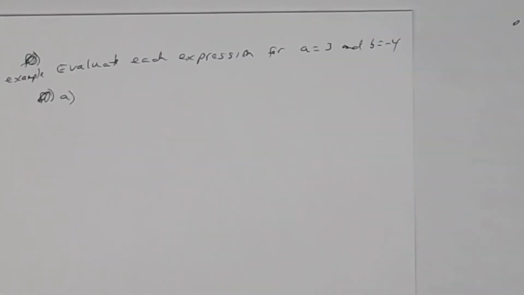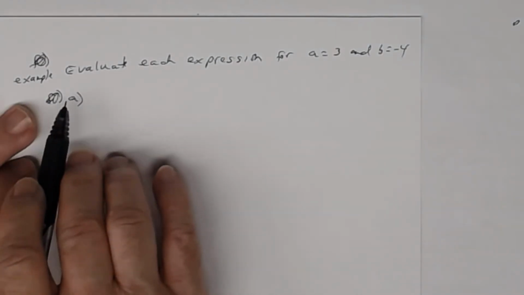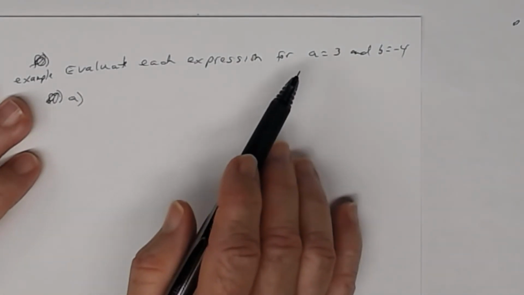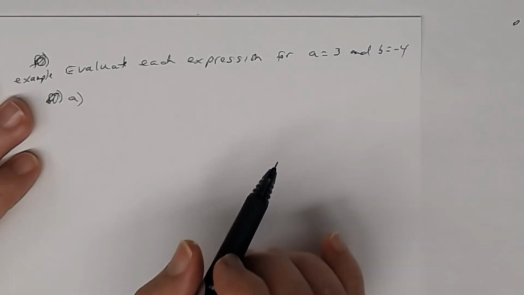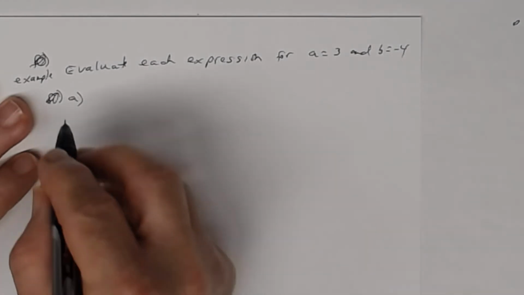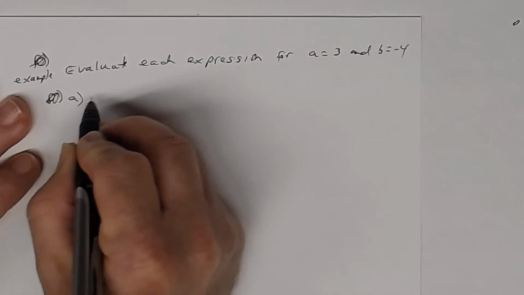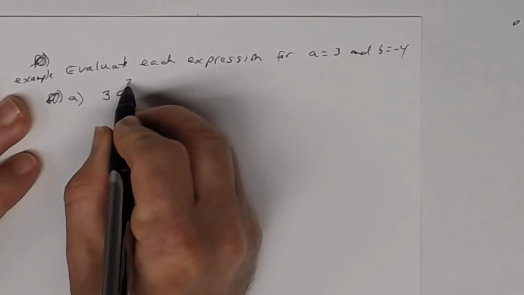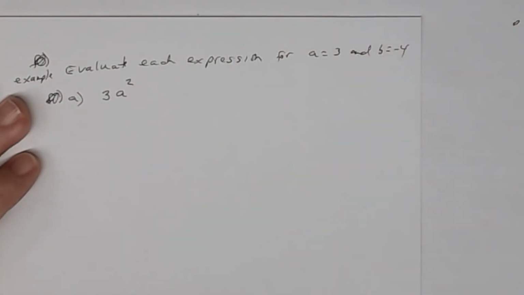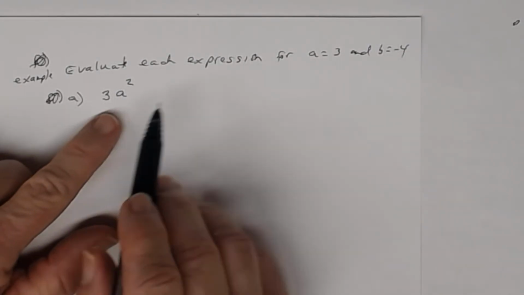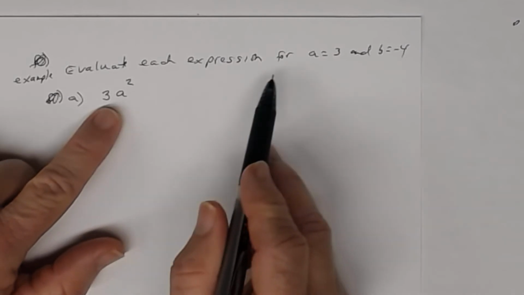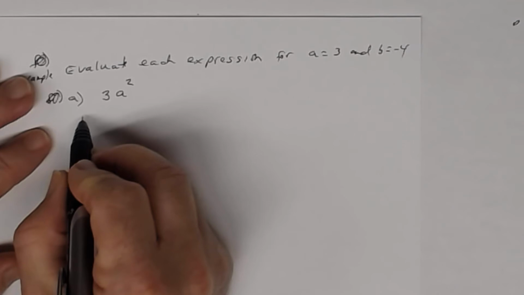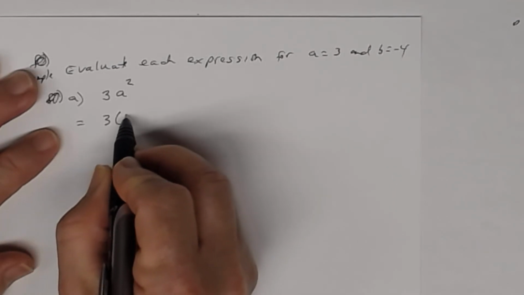Okay, so in the next example we're going to look at, the directions will say evaluate each expression where a is 3 and b is negative 4. So for example, if I have 3a to the second power, what that tells me to do is in place of a, I'm going to substitute what a is. So a is 3. So this becomes 3 times 3 squared.